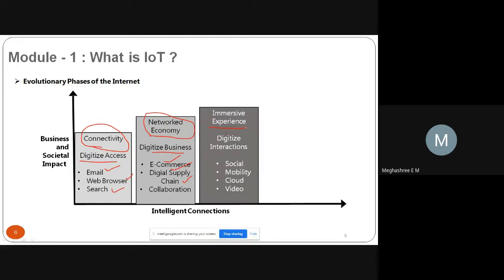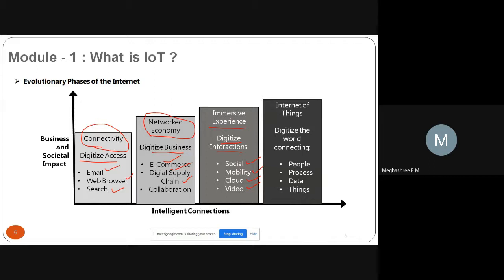Okay, this immersive experience is the third phase of internet, where immersive means generating a 3D image which appears to surround the user. So 3D view means that we digitize the interaction. After digitizing the business, the third phase is all about digitizing the interaction. That is maybe social media or mobility devices, and we load data to the cloud, and also video calling, and there is advancement, right? So that is all there in the third phase of internet.